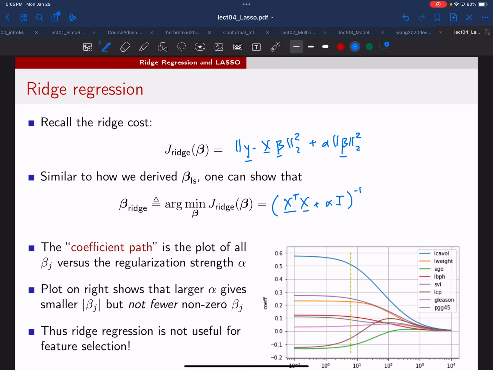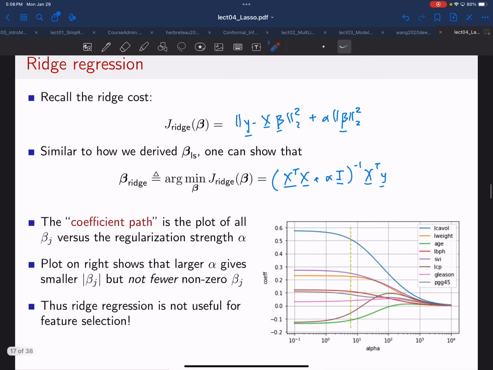The derivation is almost identical to the one we did back in Unit 2. The new thing is that inside this inverse, you have this plus alpha times identity matrix. So when alpha is 0, that means this goes away, right? This all goes away, and you have the least squares solution. When alpha is non-zero, you end up getting this little alpha identity matrix inside there, which has a certain effect.